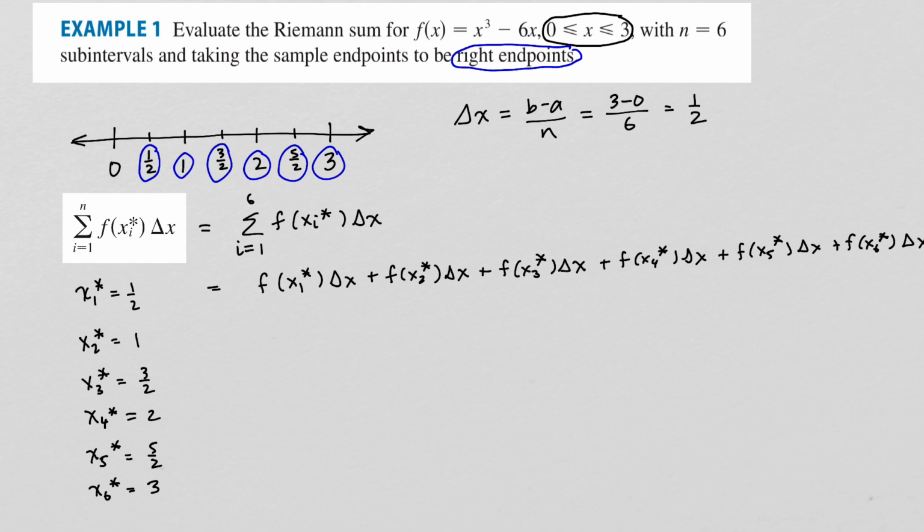So now for us, these values are, well, x1 star is 1/2, so that's going to be f of 1/2 times delta x. Delta x is also 1/2. Plus f of x2 star is f of 1 times 1/2. And so on down the line. We're going to plug in the rest of these numbers.